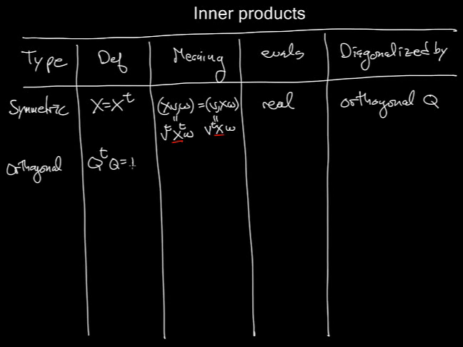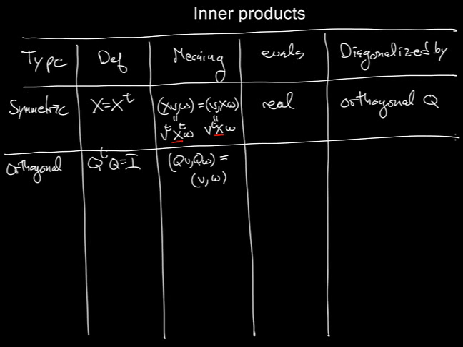Now, another thing we've talked about is orthogonal matrices, which satisfy this. And I talked about the fact that what this means is that it preserves the inner product: QV·QW is equal to V·W. And again, we know about the eigenvalues. They have absolute value 1. And again, it can be diagonalized by an orthogonal matrix.